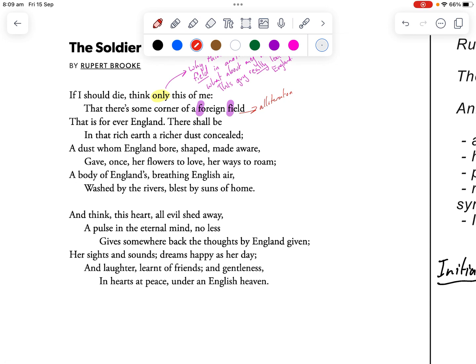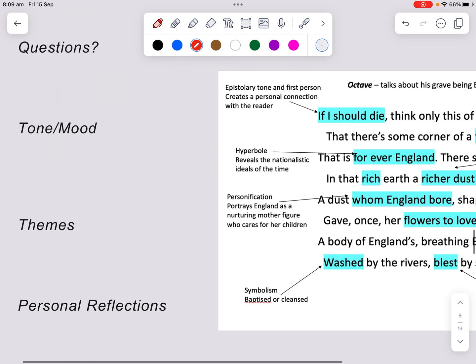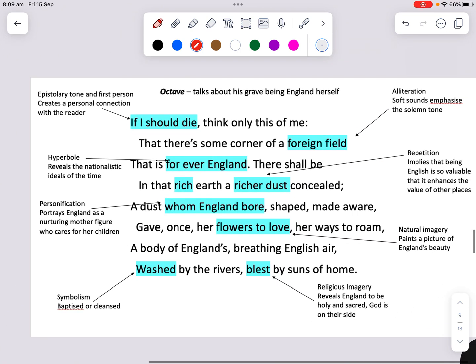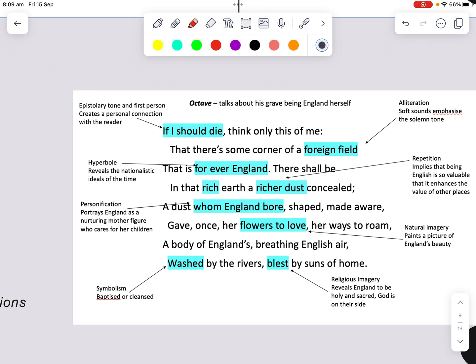Rightio. Okay. What did you find? Did you find anything interesting? I'm happy for you to come share with me in the class any questions you have. But if you come down here, feel free to pause at this time. Here's some annotation for you. If you look here, here's the poem. Here's some alliteration. A little bit of repetition. Some natural imagery. Religious imagery. I'm not going to read through all of these. You can pause at any time.